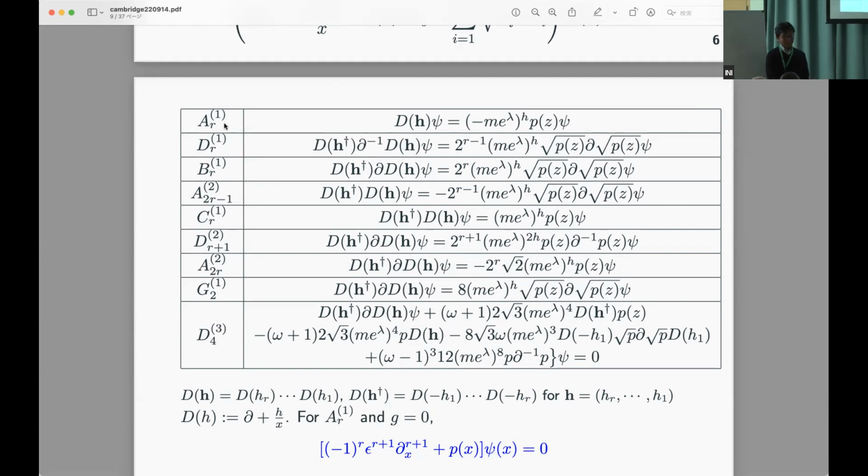But for higher order ODEs, I'm not quite sure how to construct them, and I'm also not sure how the spectral problem for higher order ODEs arises in some physical context. Thank you very much.